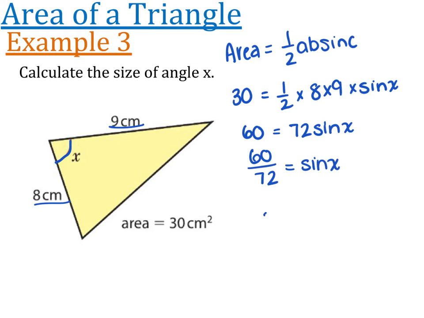If I want to find X, I can take the inverse of both sides and I end up with the sine inverse of 60 divided by 72. Then I pop that into my calculator, sine inverse 60 divided by 72, and I get 56.4 degrees.